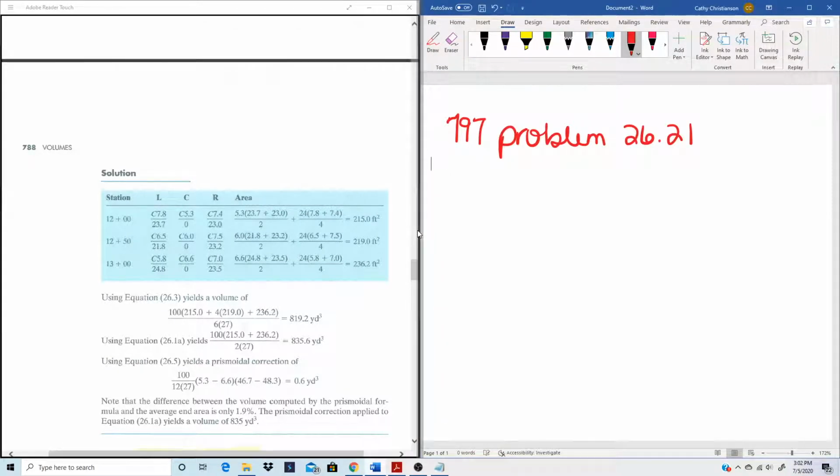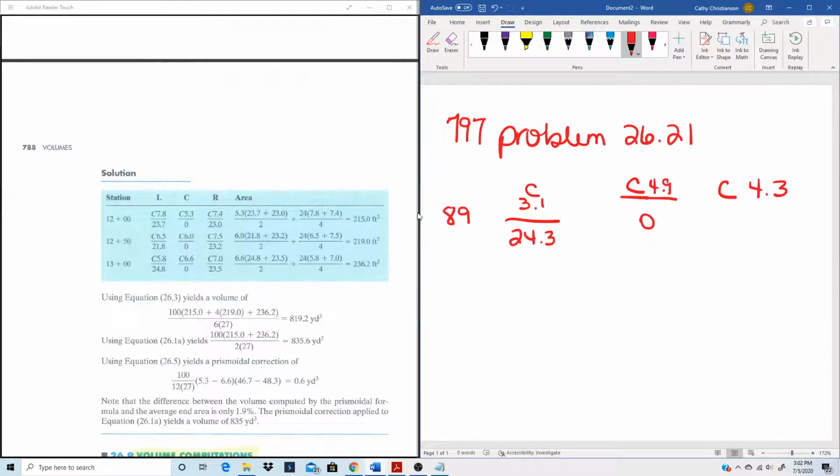2621. They gave you station 89, and it gave us a C 3.1 at 24.3. It gave me a C 4.9 at 0, and a C 4.3 at 35.2.